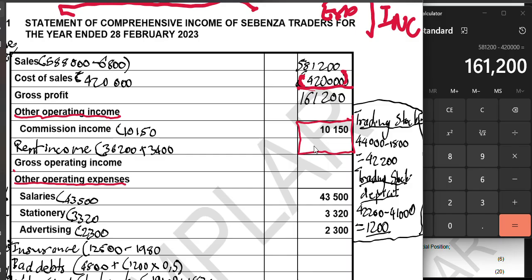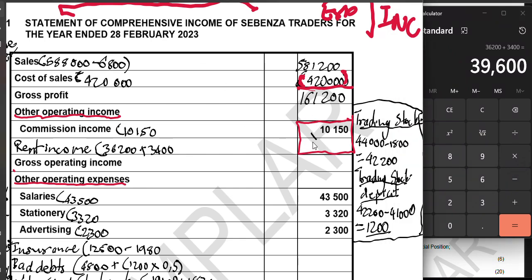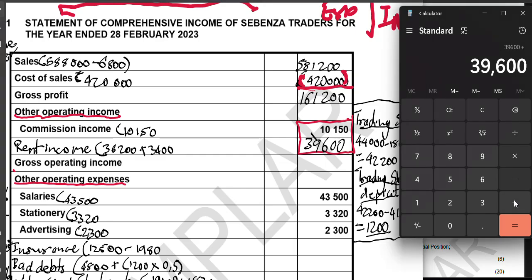And then we come back here, we look at our information, and we see that we have got our rent income. There was a change because rent was outstanding, and then we had to calculate how much was really outstanding. So let us calculate. We have got 36,200 plus 3,400. Now this, ladies and gentlemen, is going to give us 39,600. So this is going to be written here, 39,600. Now we add the 10,150 to this 39,600.